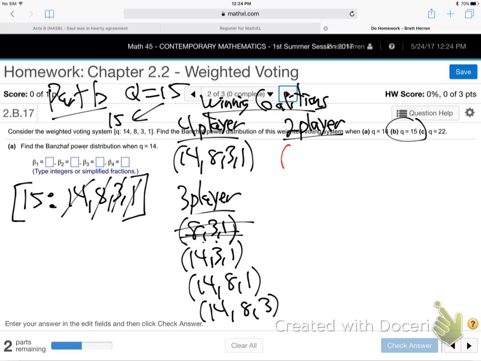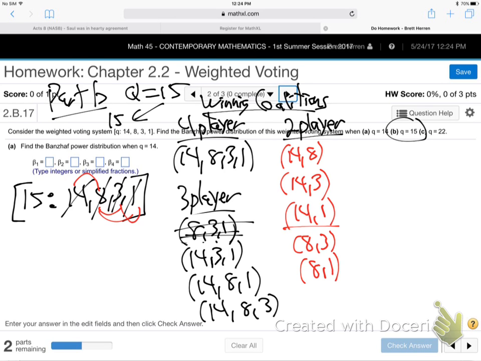All right, so start with 14. Remember how it works? You start with 14, you go to the second guy, the third guy, the last guy. Like that. And then you start with the 8 and you go down. You just keep going down the line. And then lastly, 3 and 1. Is that good? Remember how that works? That's all the teams, but they're certainly not all winners, are they?